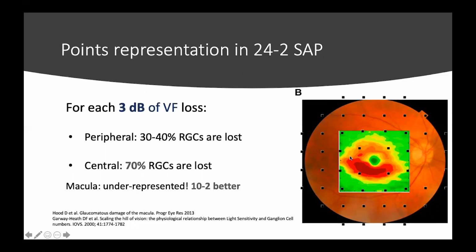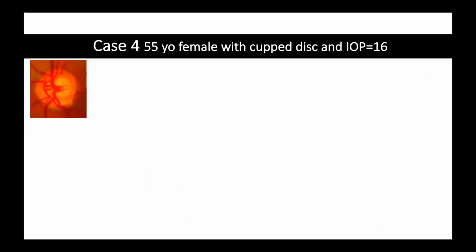And we know that these 4 points here, by a lot of work, especially by Donald Hood, we know that the macula is underrepresented with the 24-2. So in these cases in which we are suspecting a paracentral defect, we should do 10-2 instead. So more and more studies are telling us to include somehow, not in all, but at least in some of them, 10-2 as well. And I'm going to show you an example about this.